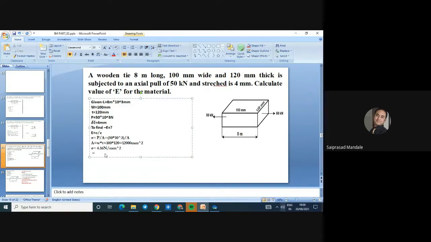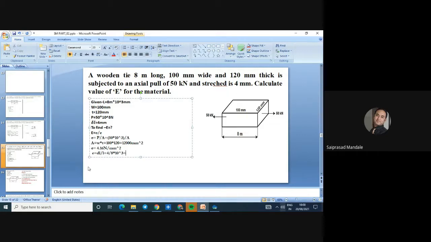Now we are moving toward the calculation for strain. What is the formula for strain? It is delta L upon L. What is delta L? It is 4. What is L? 8 into 10 raised to 3. Go ahead and find the value of strain.